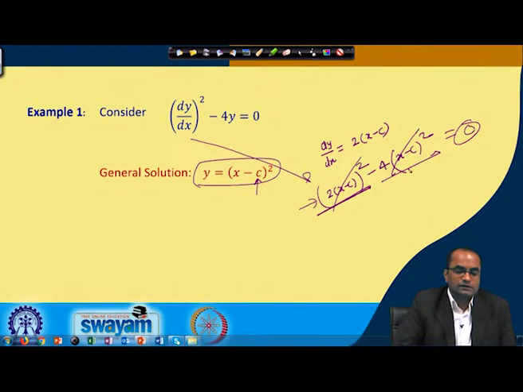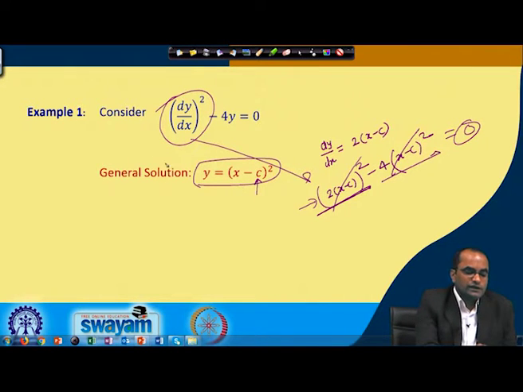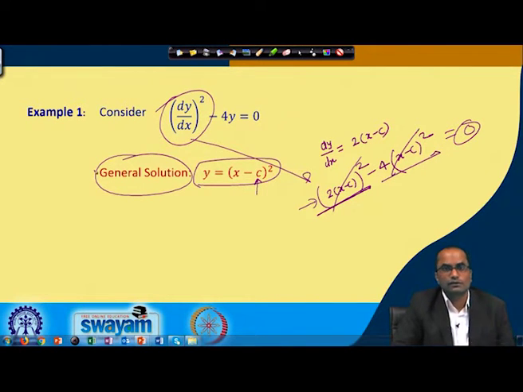So, c is an arbitrary constant, and the order of this differential equation was 1, and in the solution we have one arbitrary constant. Therefore, we are calling it the general solution.